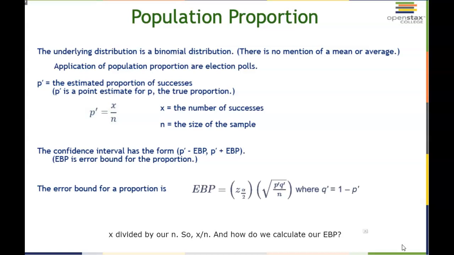And how do we calculate our EBP? Very similar to what we were doing before, but this time we're going to go back to Z, get our Z-score, and then multiply that by the square root of P prime times Q prime all over N. Now remember, if Q was 1 minus P, then Q prime must be 1 minus P prime.